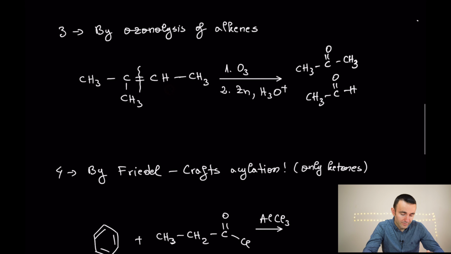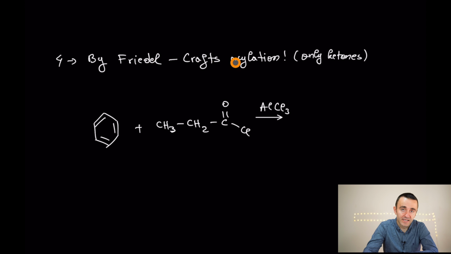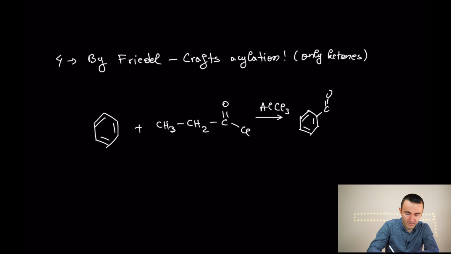Another way to prepare, this works only for ketones, is by Friedel-Crafts acylation of aromatic rings. So what we do, we treat that with an acyl chloride. You see, acyl chloride, the one that I mentioned in my previous video about the carbonyl group as a substituent. So in this case, what is it going to give? An aromatic ring with a ketone group.